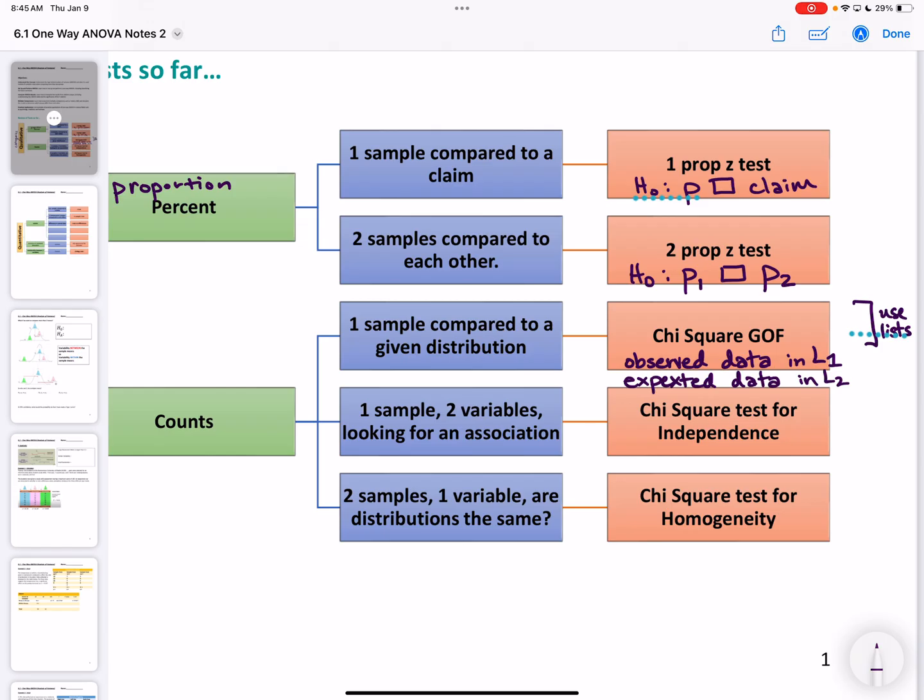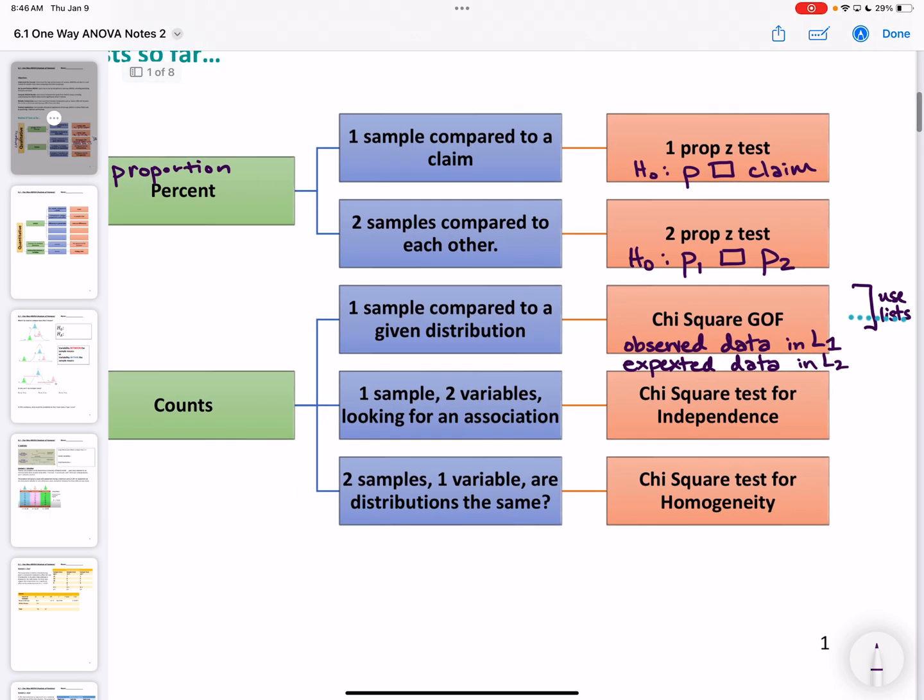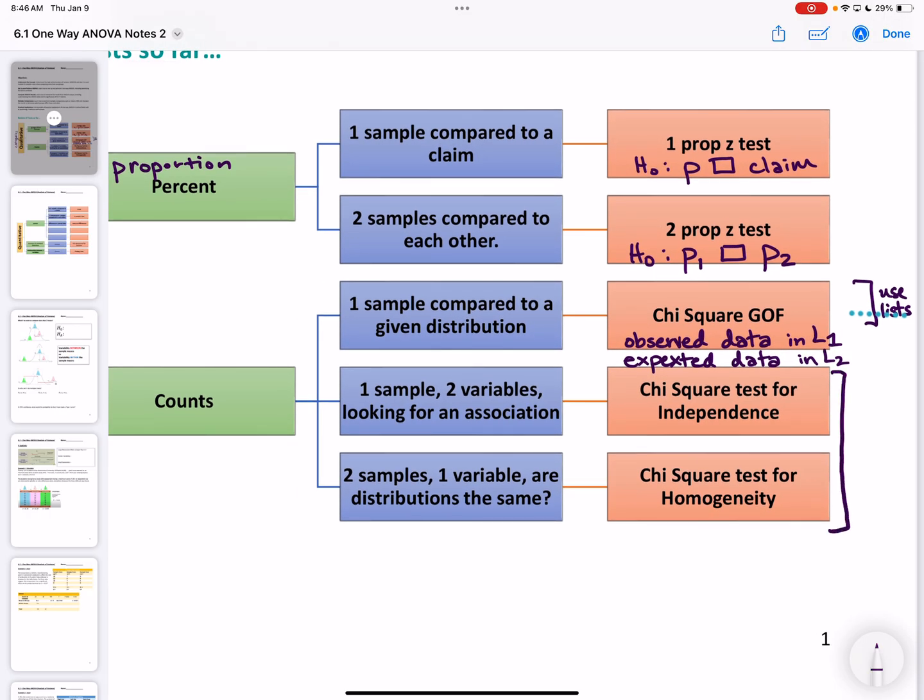If you're comparing one sample but looking at two variables to see if there's an association or a relationship, that's your chi-square test for independence, okay? If you're looking at two samples and comparing one variable to see if the distributions are the same, that's the chi-square test for homogeneity. And remember, for both of these, we use the matrix. We put the observed data in matrix A.